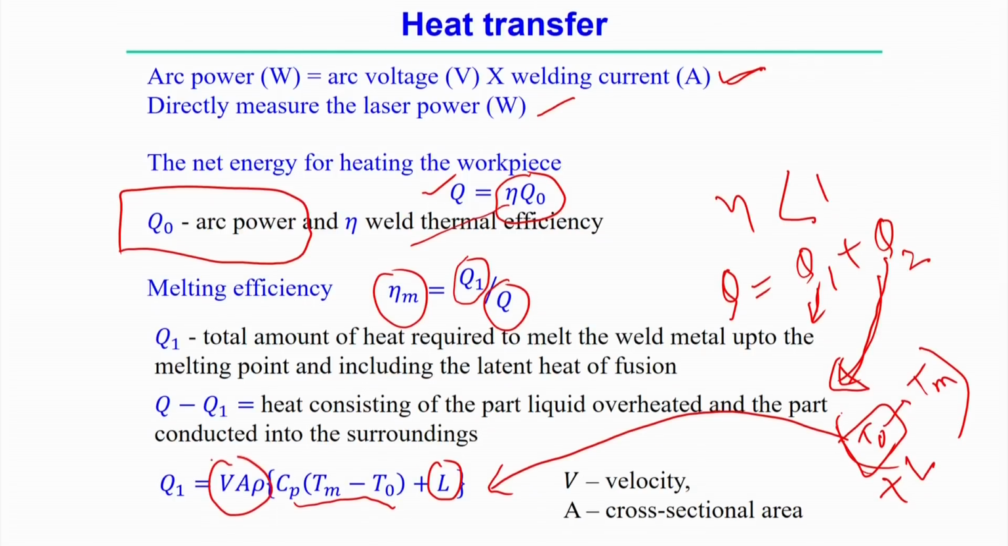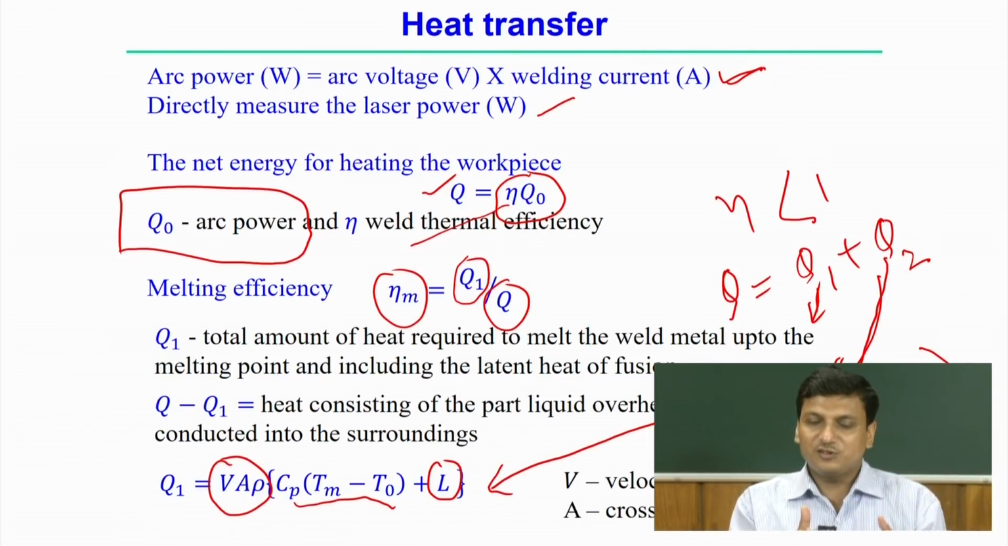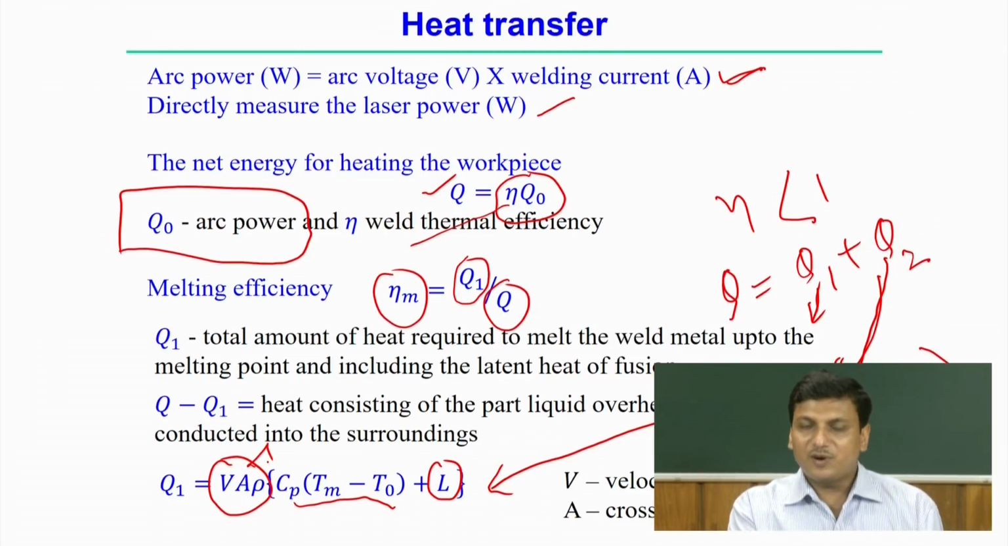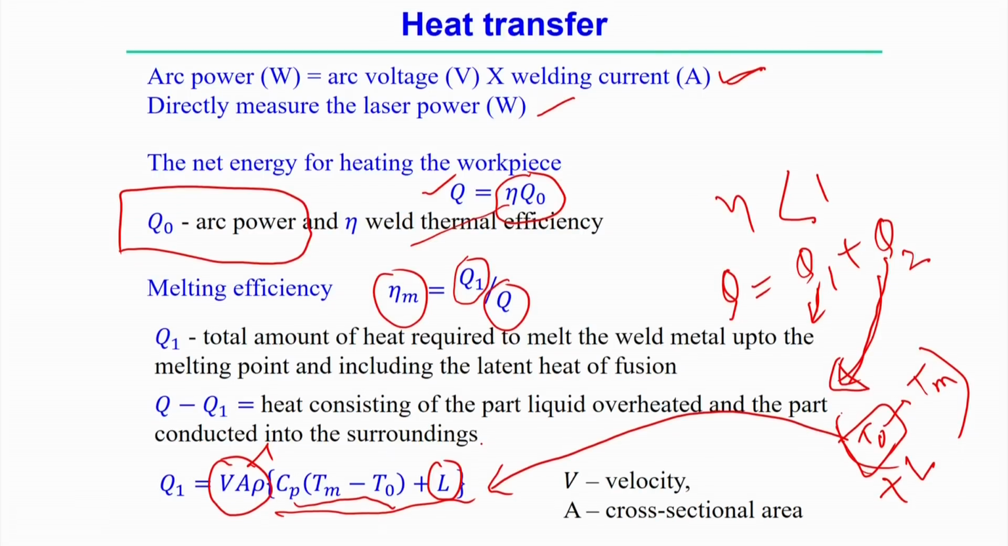And then this is the cross-sectional area, and V, normal to the cross-sectional area, is the velocity of welding. So, V into A may be the volume flow rate, and if we multiply by the density, it becomes the mass flow rate, mass per unit time. This term accounts for the mass, and the remaining term accounts for the increment of temperature. In this way we can estimate the total amount of energy that is actually utilized to just melt the substrate material.